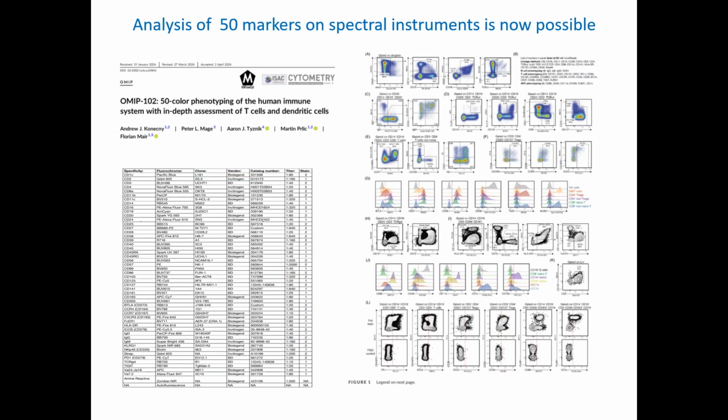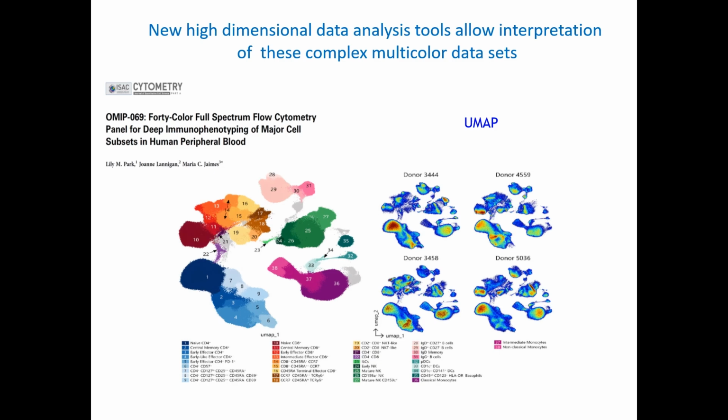The advent of the new spectral instruments currently allows upwards of 50 markers to be measured simultaneously, and those numbers are expanding every year. And of course, this makes for massive data files and more information than the human brain can easily understand. The new high-dimensional data analysis tools being developed facilitate interpretation of these complex multicolor datasets.